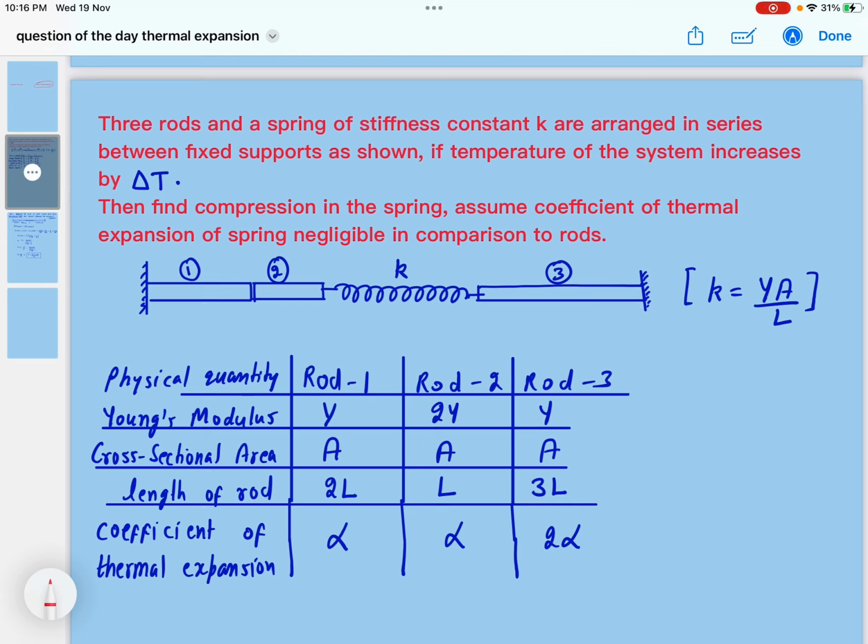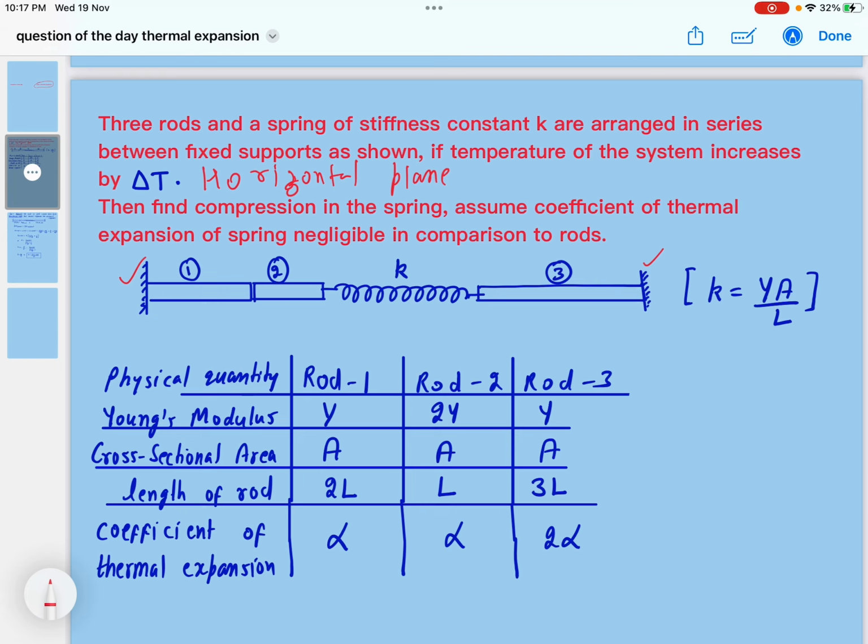Three rods and a spring of stiffness constant K are arranged in a series between fixed supports as shown. First of all, these supports are not fixed. And the temperature of the system increases by delta T. This system is in the horizontal plane, and you are increasing the temperature by delta T. So here I should write that the system is in the horizontal plane. And then we need to find the compression in the spring.